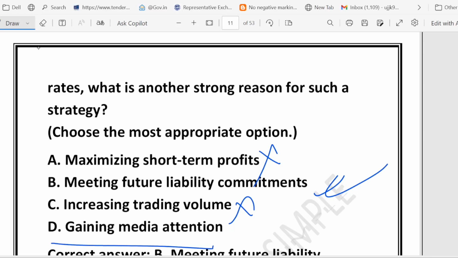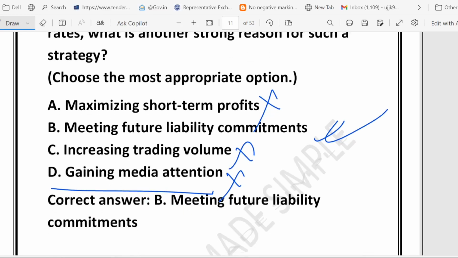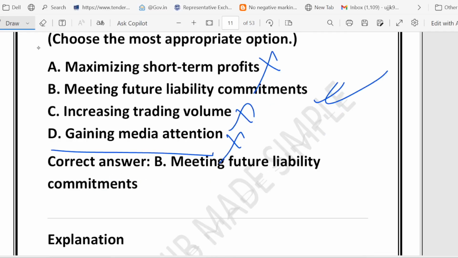What about gaining media attention? This is also incorrect and irrelevant. Portfolio decisions should be driven by risk management and cash flow need, not publicity. Media attention is not a legitimate investment rationale. So the correct answer to this question is option B. Please remember, the primary reason is matching the future liability. That is our ALM.